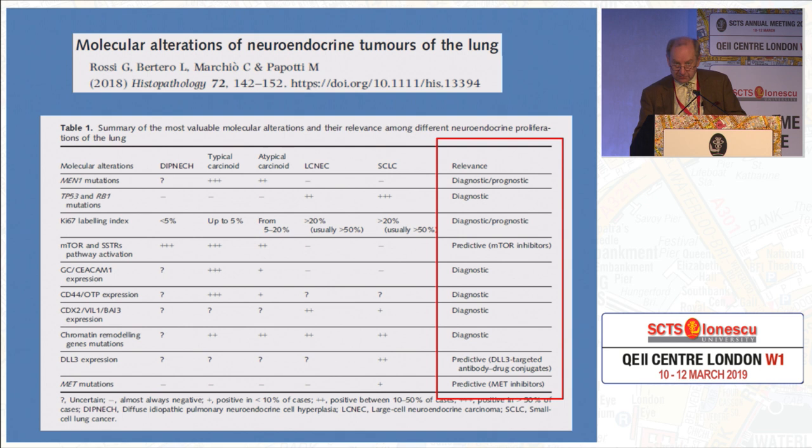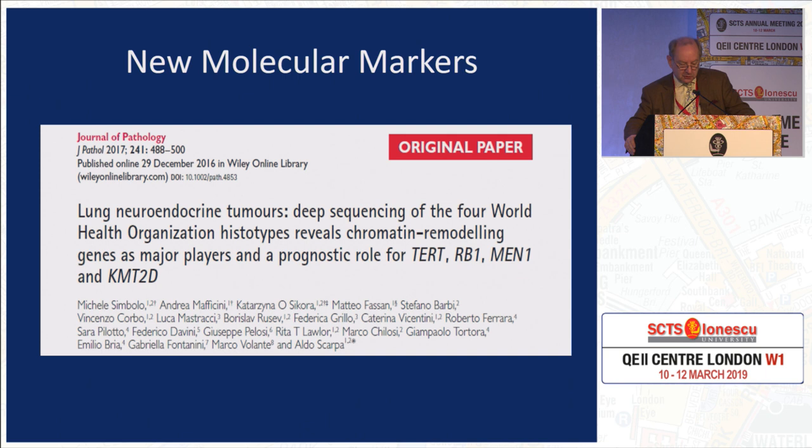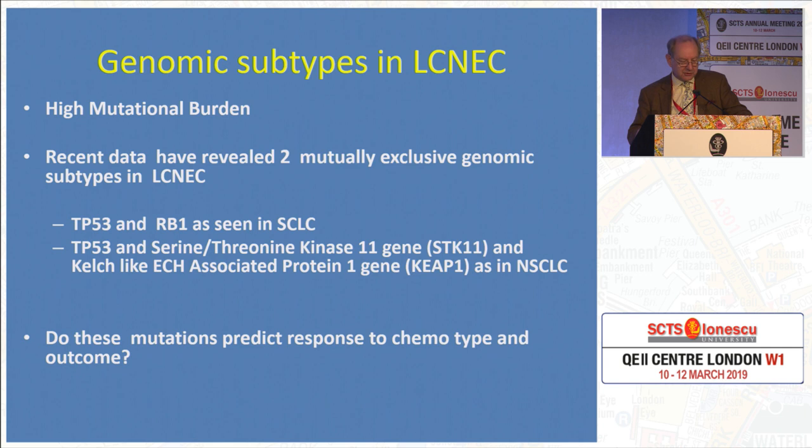And Aldo Scarpa's group from Italy, again, have come up with some interesting data, and there's also the Dutch group from Dirks, looking particularly at large cell neuroendocrine tumors. And again, this is pretty new stuff, and it's still not been validated in terms of its use therapeutically. But what they have been showing is that in these large cell neuroendocrine tumors, there's a high mutational burden, and there may be some mutually exclusive genomic subtypes.